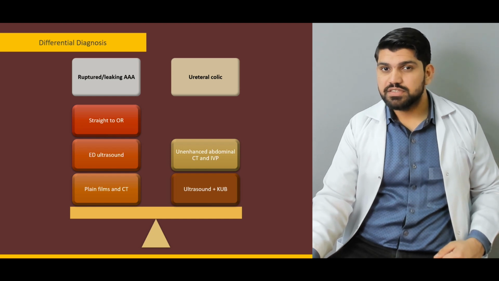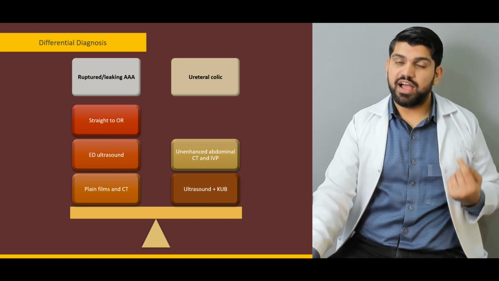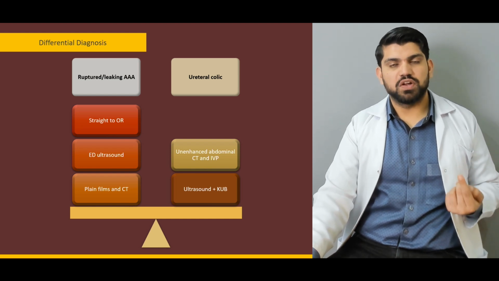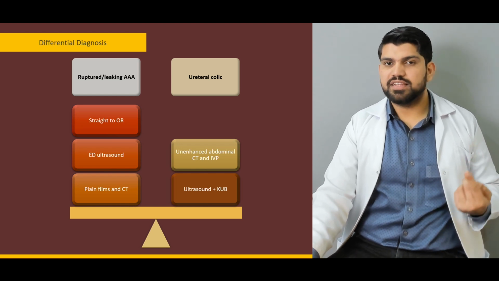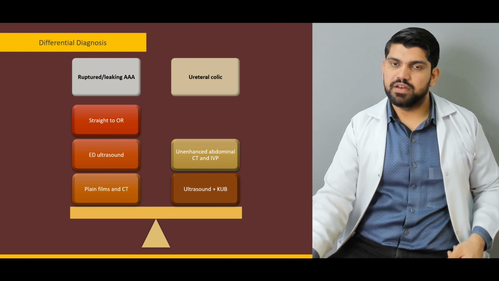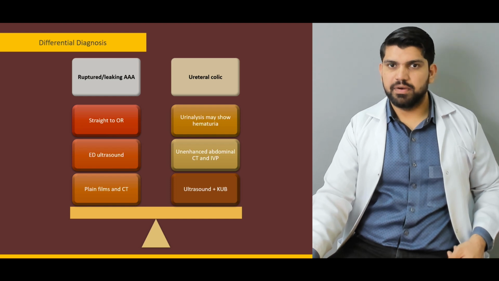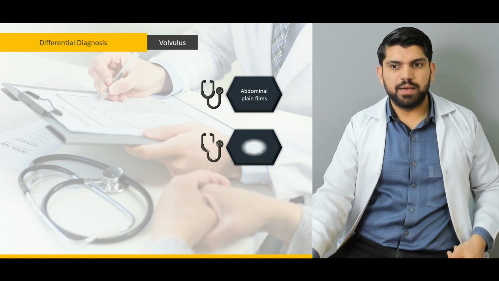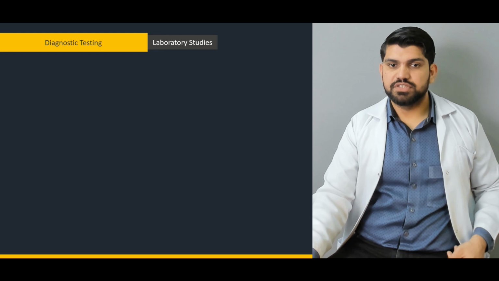So how do you treat? Pain relief, but if there is significant hydronephrosis leading to renal damage, it needs urology consultation and might need surgery. But if it's not, the patient can be sent home with increased water intake and follow-up in urology outpatient clinic. Urine analysis may show hematuria, but it's non-significant. Volvulus. How do you diagnose volvulus? Abdominal plain films, barium enema, sigmoidoscopy, and might need surgery.